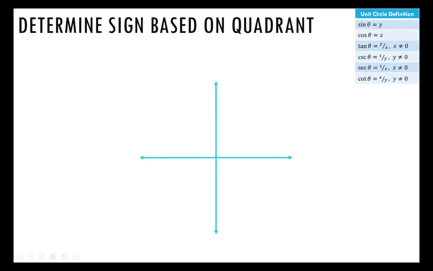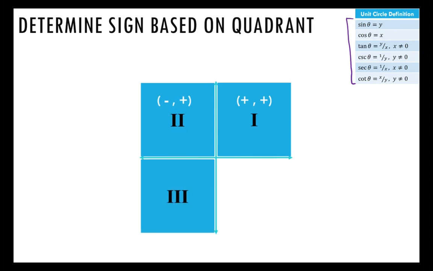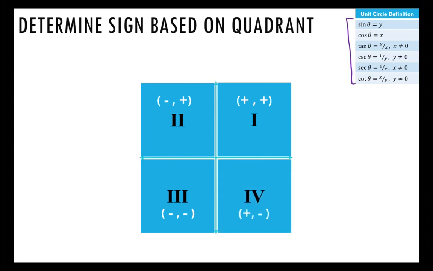Now this should be obvious, but because of our definitions based on the unit circle, all we really have to do is look at the x-coordinates and the y-coordinates and whether they're positive or negative, and all of this is answered. So just as a refresher, in quadrant 1, x and y are both positive. Quadrant 2, x is negative, y is positive. Quadrant 3, x is negative, y is negative. Quadrant 4, x is positive, y is negative.